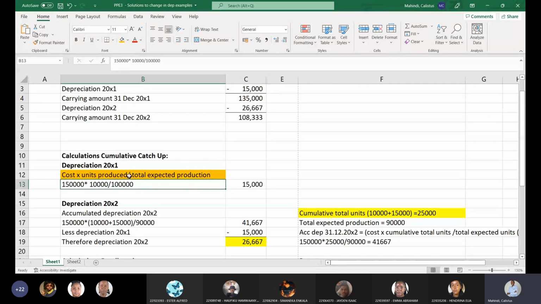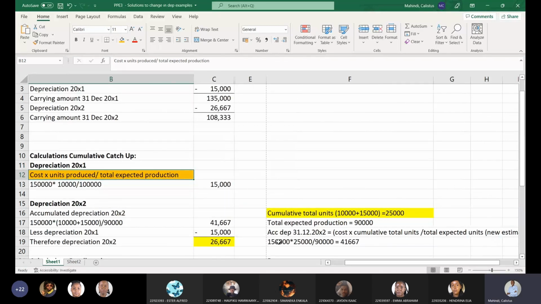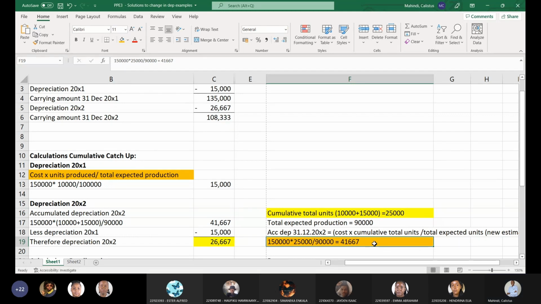And the total expected production now changed in 20x2. Instead of being 100,000 units, the cumulative total production was now 90,000 units. So using that formula, the cost multiplied by the cumulative total units produced, which was 25,000, divided by the total expected production, which is 90,000. That is the new estimate. We arrive at an amount of 41,667. So you can call that the cumulative depreciation, which is just accumulated depreciation, amounting to 41,667. So that is depreciation for year 1 and year 2 combined.